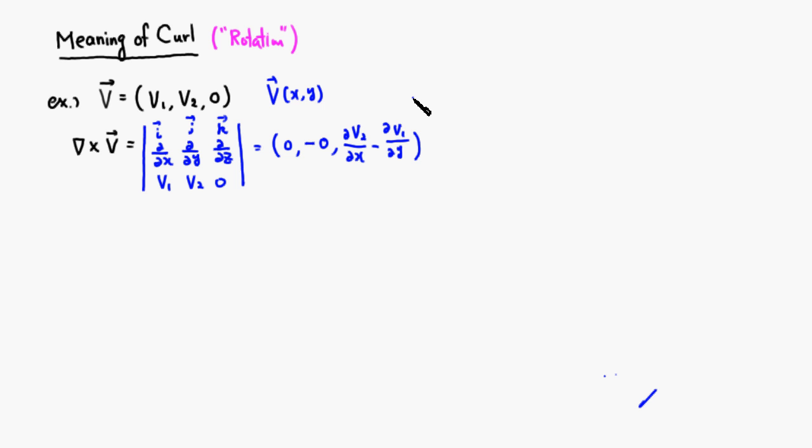Then this is going to be a vector. It's going to be parallel to the k vector because you have a 0 and 0, and the only non-zero component is the third component. So this tells you about the axis of rotation. So this curl points in the direction of the axis of rotation, and why would this expression right here tell you about rotation?